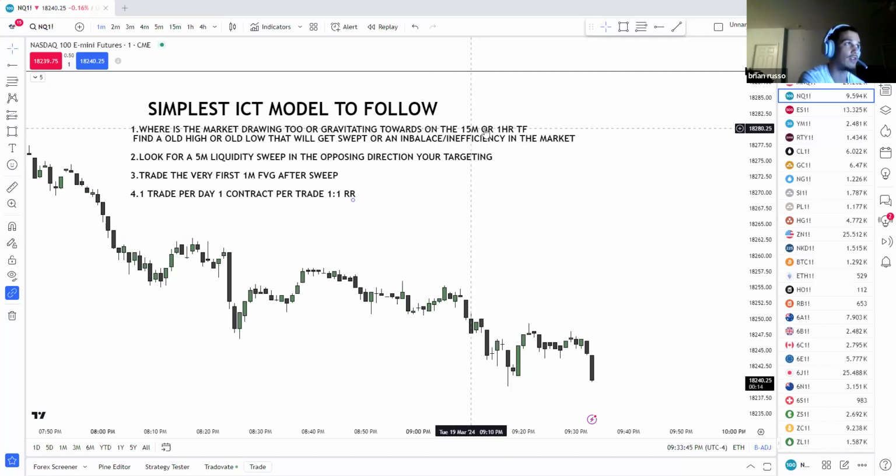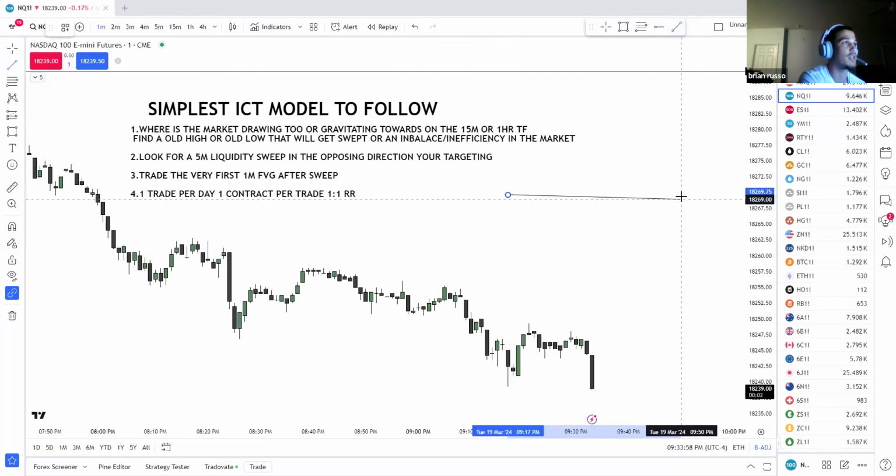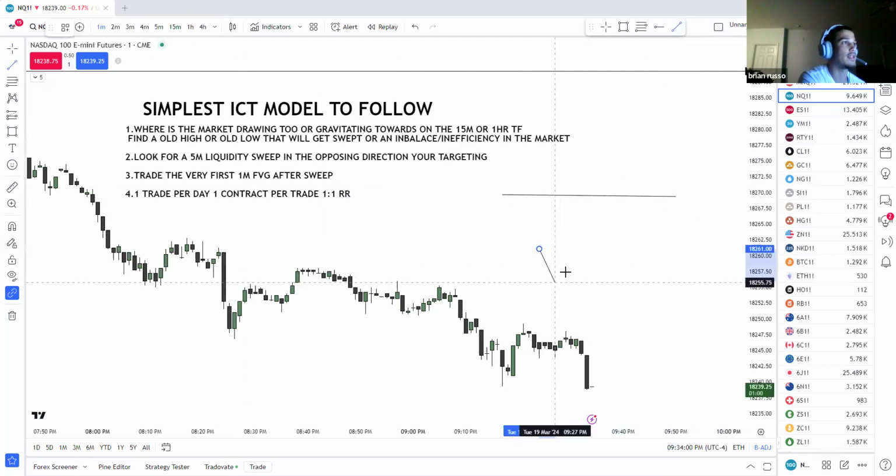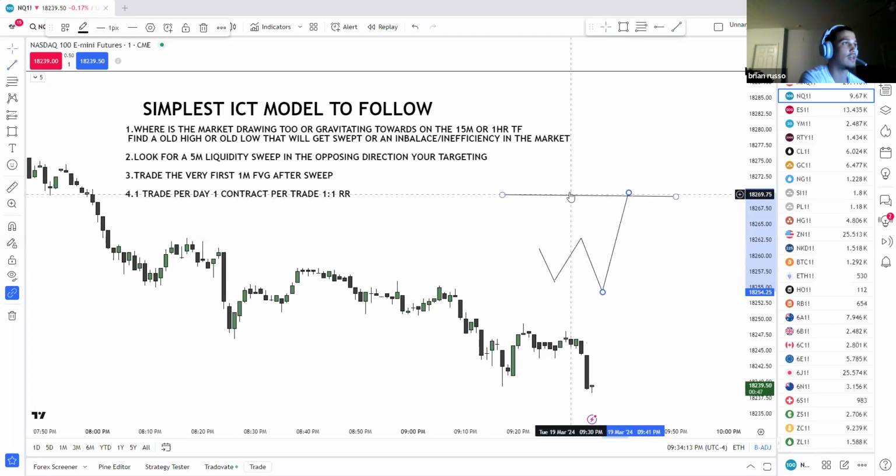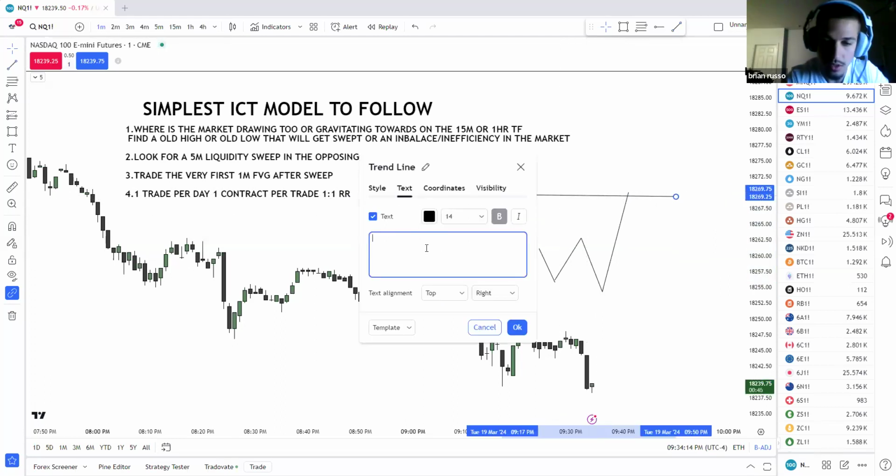Once you do that, either on the 15-minute or the 1 hour, you're going to drop down to the 5-minute and look for a 5-minute liquidity sweep in the opposing direction you are targeting on the higher time frame. So if I think the market's going to go up, I need to see a liquidity sweep like this. I need to see it sweep liquidity like that. And then we're going to go, and this is our higher time frame target. So higher time frame draw on liquidity.